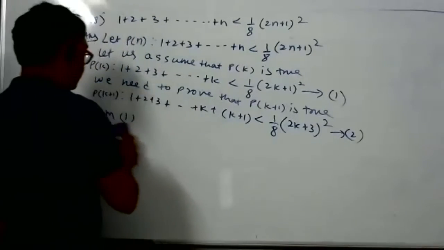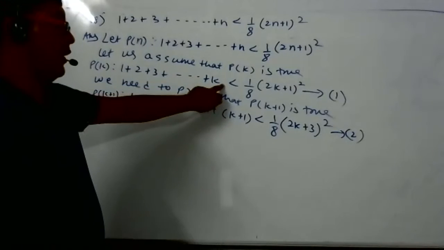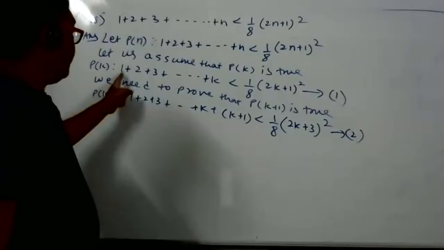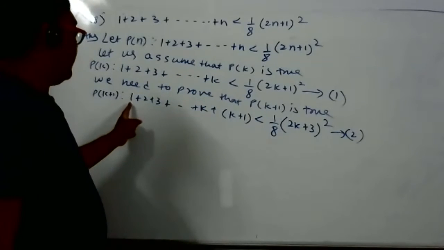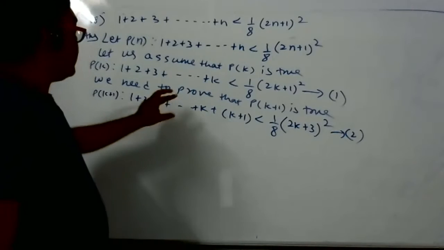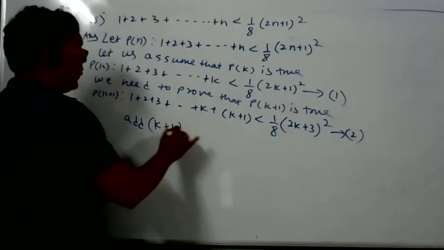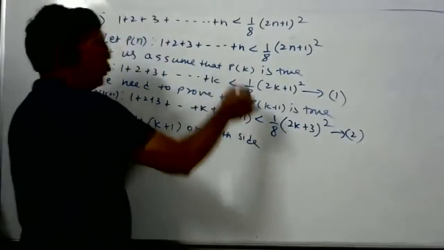So student, we know that the first statement is correct. We have to prove the second statement. Now see, the first statement: 1 plus 2 plus 3 plus 4 till K. And the second statement: 1 plus 2 plus 3 up to K plus 1. What is not there in the left hand side of the first statement? Only K plus 1 is not there. So what will I do? Add K plus 1 on both sides of the first.